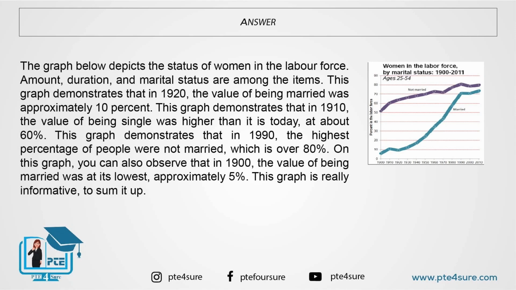The graph below depicts the status of women in the labor force. Amount, duration, and marital status are among the items. This graph demonstrates that in 1920, the value of being married was approximately 10%. This graph demonstrates that in 1910, the value of being single was higher than it is today, at about 60%.